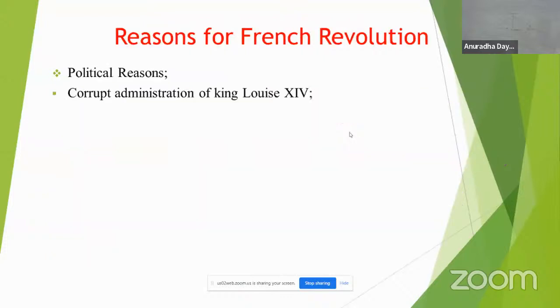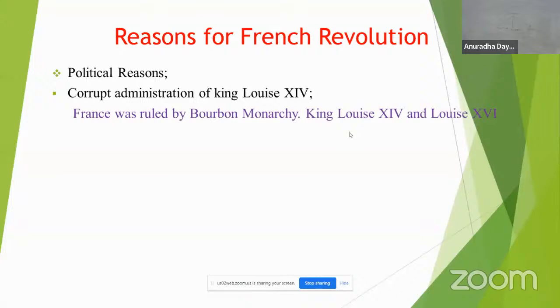But there are political reasons for this revolution. Corrupt administration of King Louis XIV. I told you he was creating the background for this French Revolution. France was ruled by the Bourbon monarchy. Bourbon was what? That is a lineage name of the king. So there were many kings belonging to this monarchy dynasty. King Louis XIV was one of the kings belonging to this Bourbon dynasty.